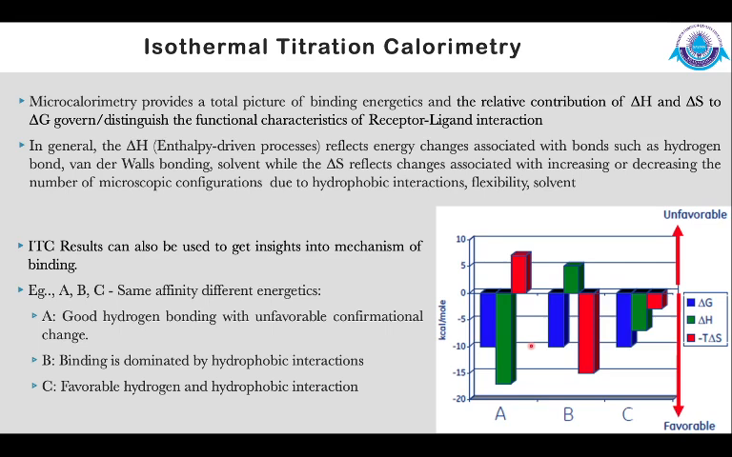Okay, from this what I can hypothesize is that the first compound, that is A, has a lot of good hydrogen bonding that gives you a lot of binding energy. However, the conformational flexibility is still there. That means it could have multiple conformations. So it means that the conformational rigidity is not there.